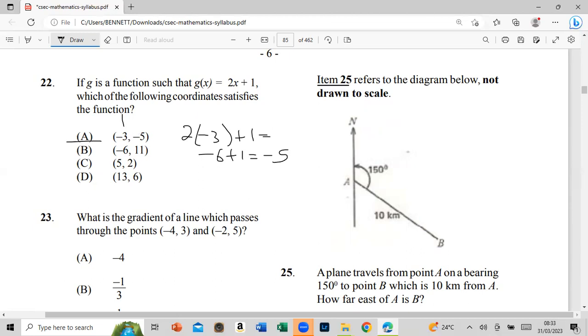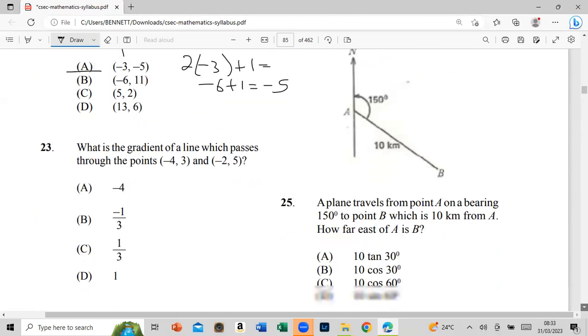Then item 23 says, what is the gradient of a line which passes through the points (-4, 3) and (-2, 5)? Alright, we could go y2 minus y1 over x2 minus x1. Guys, if you don't know this stuff, you need to check out my individual videos on these specific topics. Like, if you don't know gradient, there should be topics that I've done. Alright, so we can label them: these are x1, y1, and x2, y2. It doesn't matter which you name as long as the order matches.